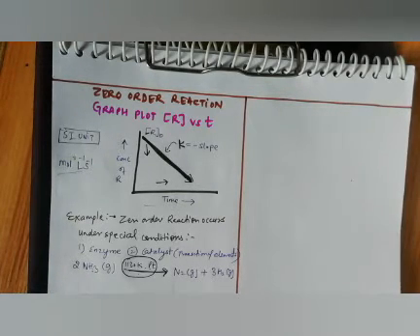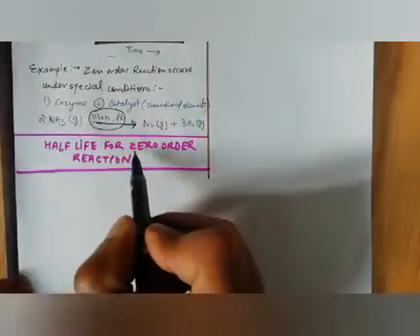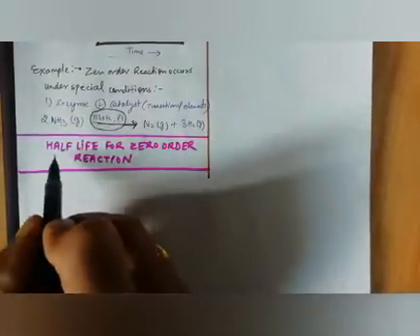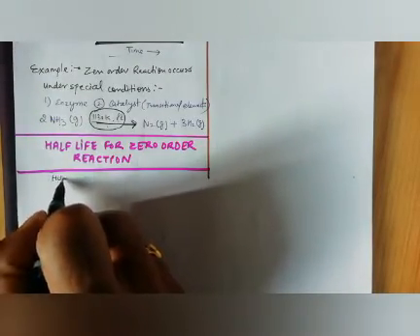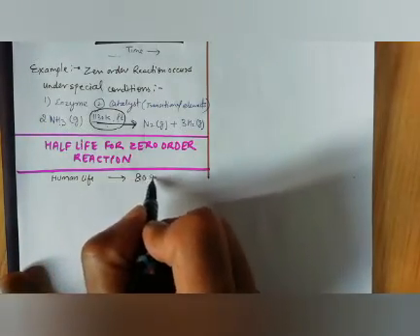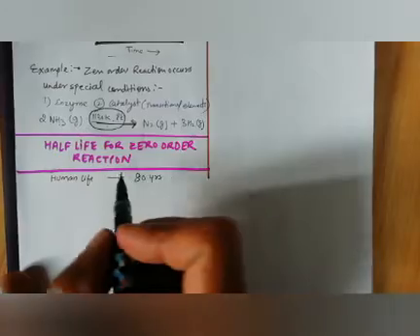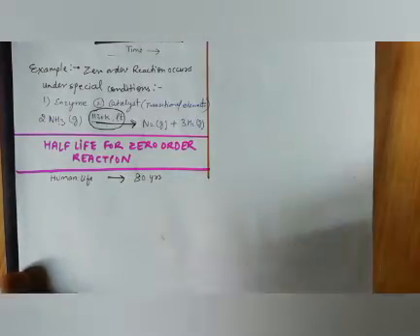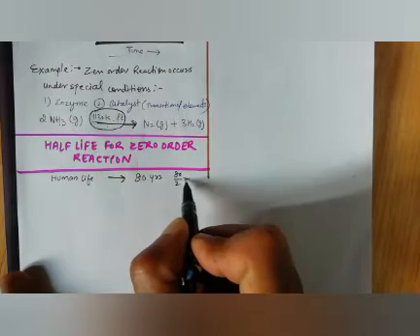Now I'm going to tell you about the half-life of a zero order reaction. First, let's understand what half-life means. If I take the example of human life, on average it is 80 years nowadays. Some people live more than 80, some die before 80. So what would be the half life of human life? Obviously 80 upon 2, it is 40 years.